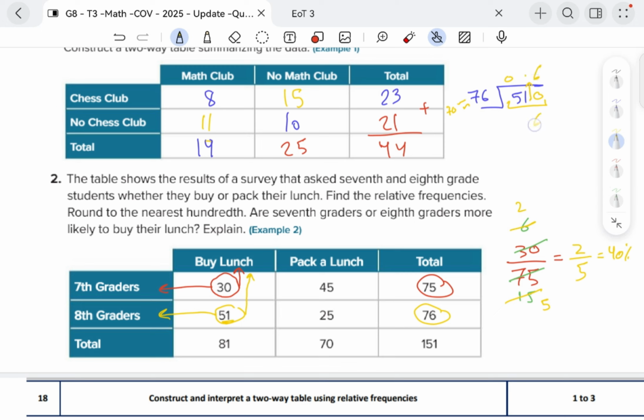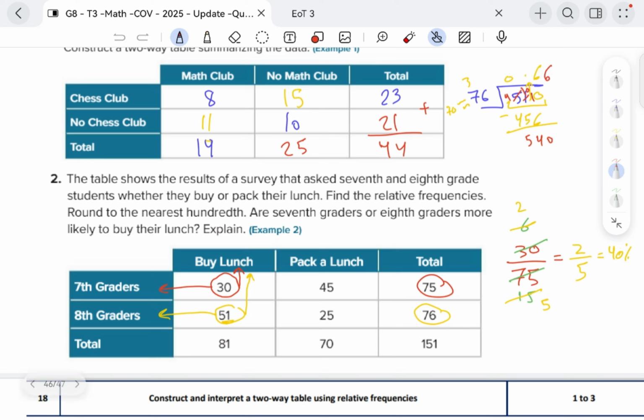6 times 6 is 36. 6 times 7 is 42. 42 plus 3 is 45. Let's find the difference. We're going to borrow, 10 minus 6 is 4. We're going to borrow, 10 minus 5 is 5. So the remainder is 54. Bring down another 0, 540 divided by 76. It's also around 6. So the answer is 0.66.